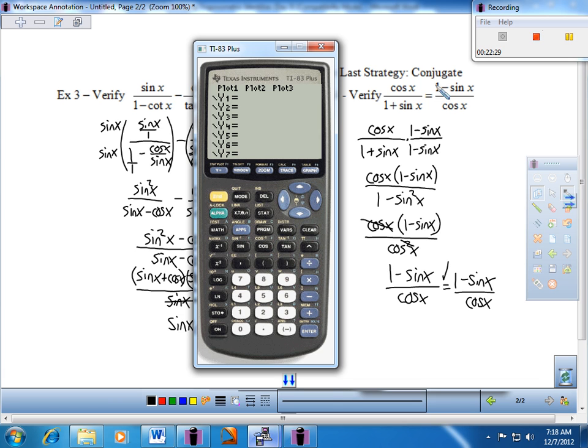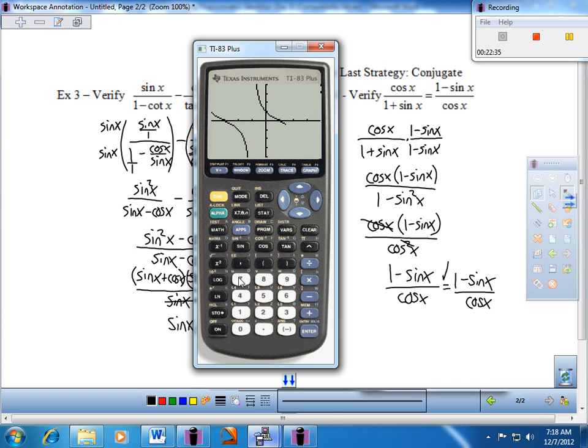I don't know what this graph is going to look like. I'm curious myself, but I'm going to type in cosine of x divided by 1 plus sine of x. Just drop the pencil for a sec and take a quick peek up here. Something like that. I'm going to zoom trig this and see what the graph would look like. Yeah, interesting. So something like that.